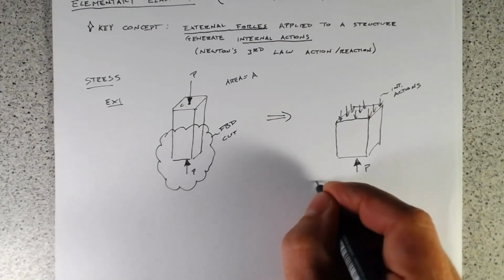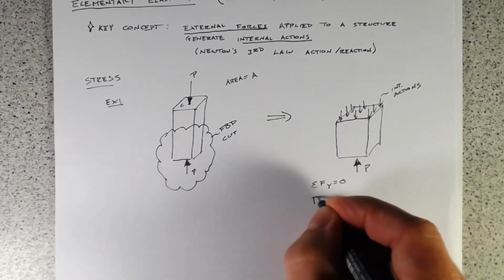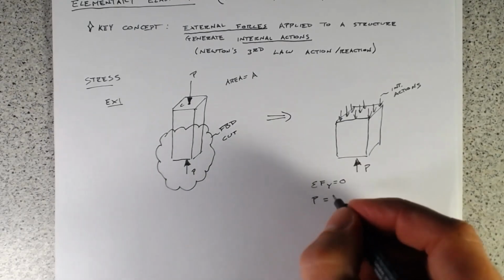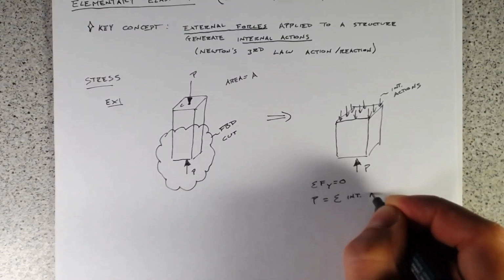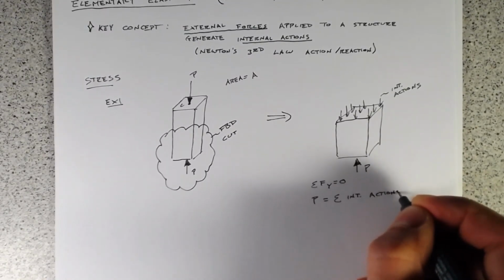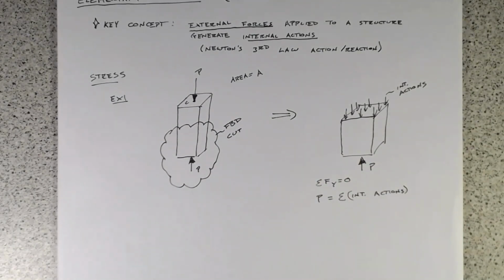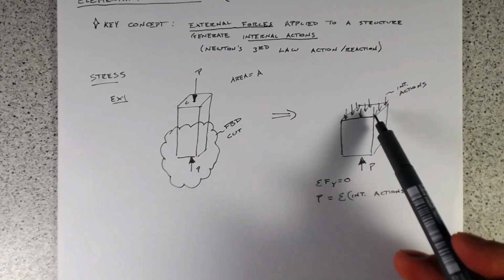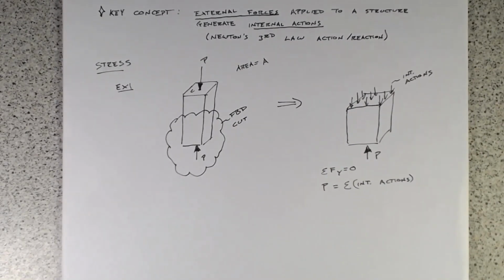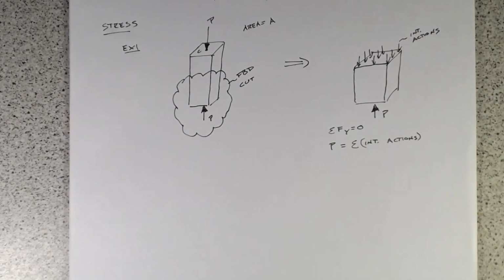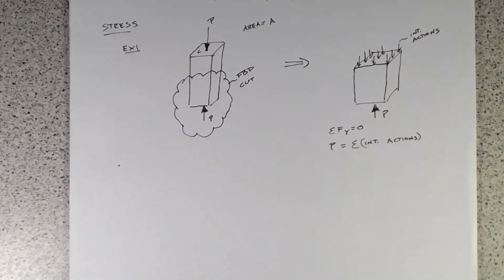We know from statics if we sum the forces in the y, it has to equal 0. So we know that P has to equal the sum of the internal actions. So all of that has to sum up to equal this. So how do we know what the value of these little tiny arrows is? Well, what we can do is we can start with an assumption. So let's just assume that they're distributed evenly.